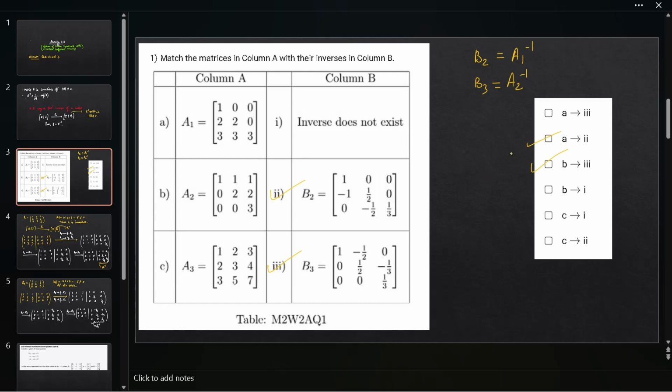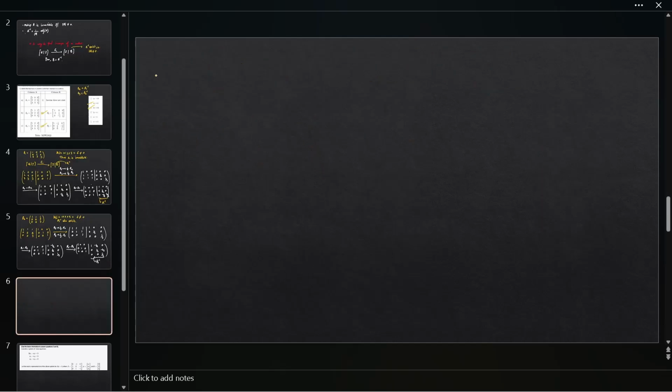And now coming to A3. So let's write A3 over here. A3 is 1 2 3, 2 3 5, and 3 4 7. Okay, so it's not a triangular matrix, so we'll have to find its determinant.